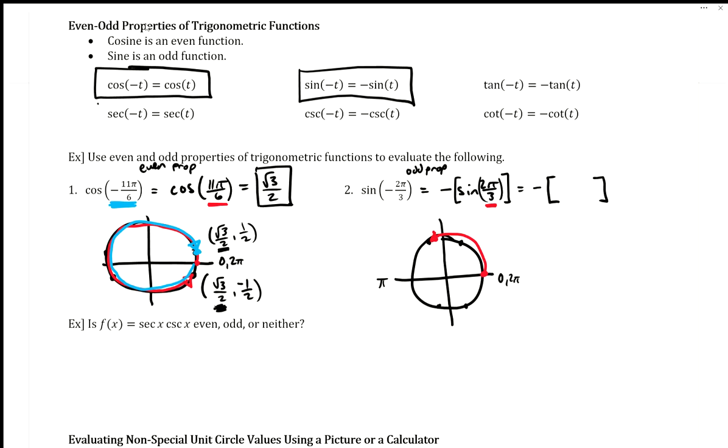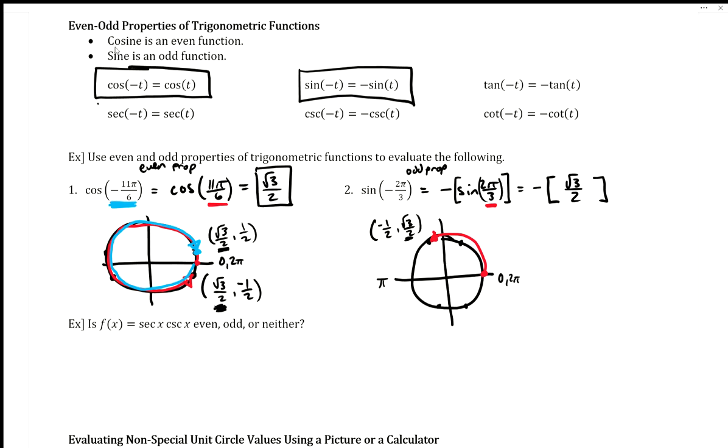With 3 in the denominator, we know our point involves 1/2 and radical 3 over 2. But make sure quadrant 2 means that x should be negative. So we have negative 1/2 and radical 3 over 2. Let's finish this odd property problem up right here. Remember, for sine you use your y-coordinate. So sine of 2 pi thirds is radical 3 over 2.